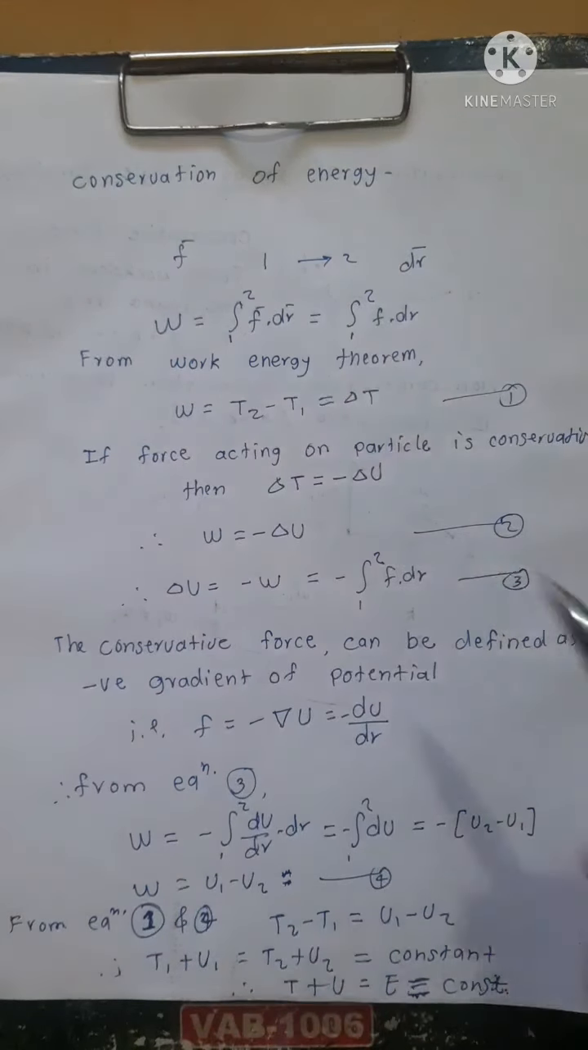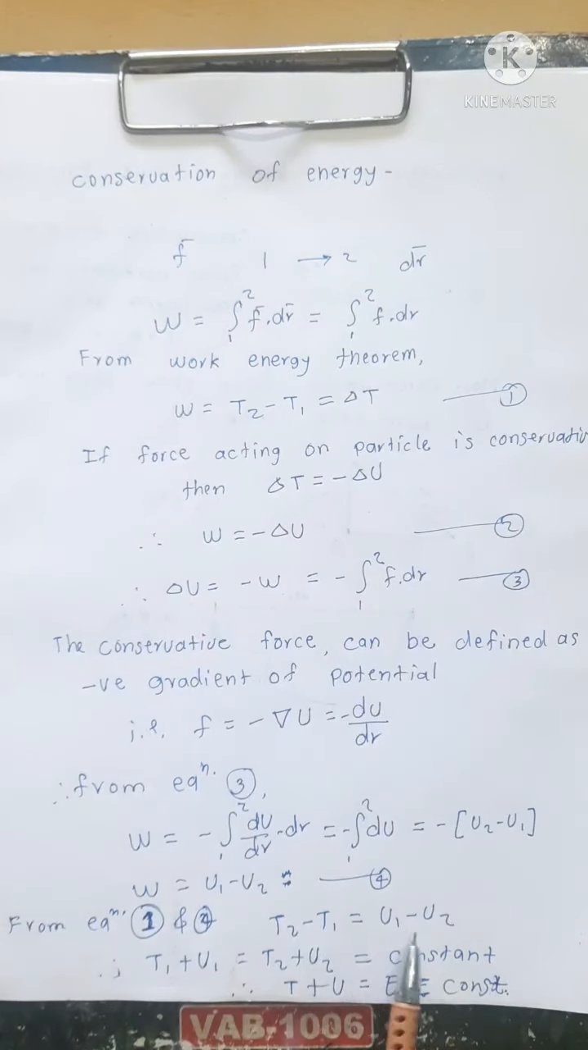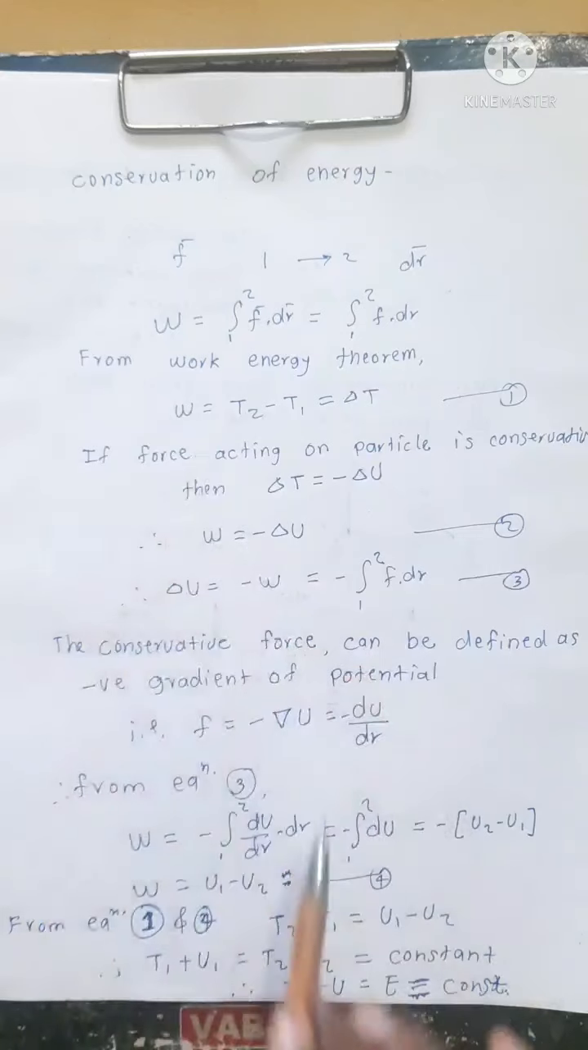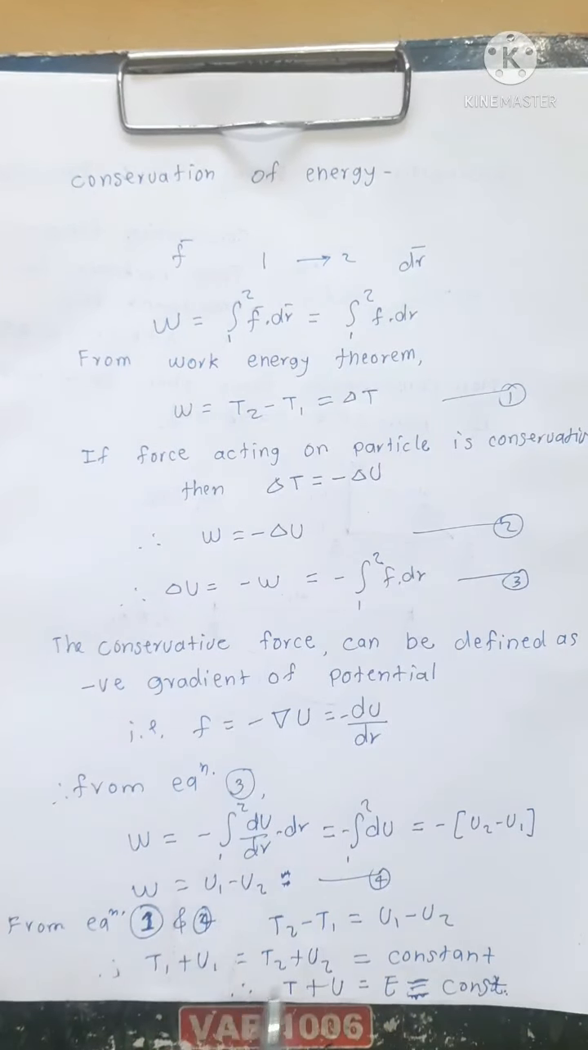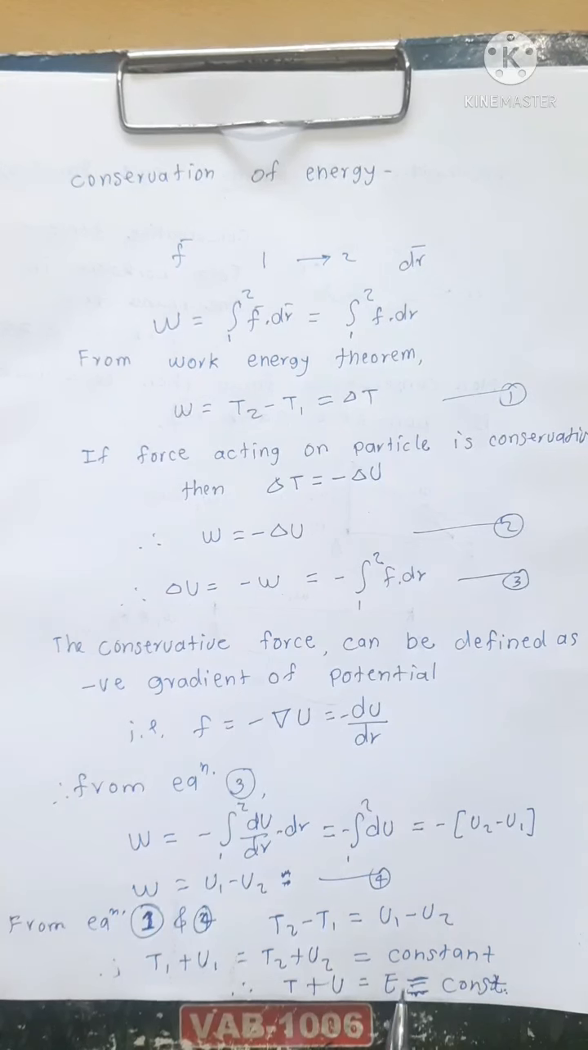So from equation 1 and equation 4 we can write T2 minus T1 as U1 minus U2, because the work done is the same here. So T1 plus U1 is equal to T2 plus U2, that is constant. We can write it from here. So we know the sum of potential energy plus kinetic energy is nothing but E, the total mechanical energy, which is constant here, because at position 1 and at position 2 they are equal. So that means the mechanical energy is constant, which is conserved.